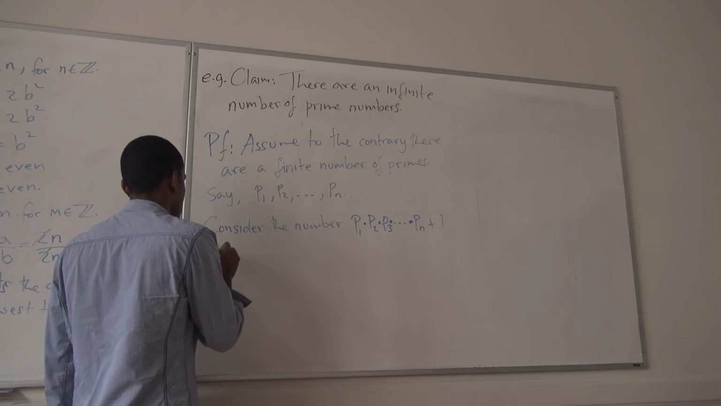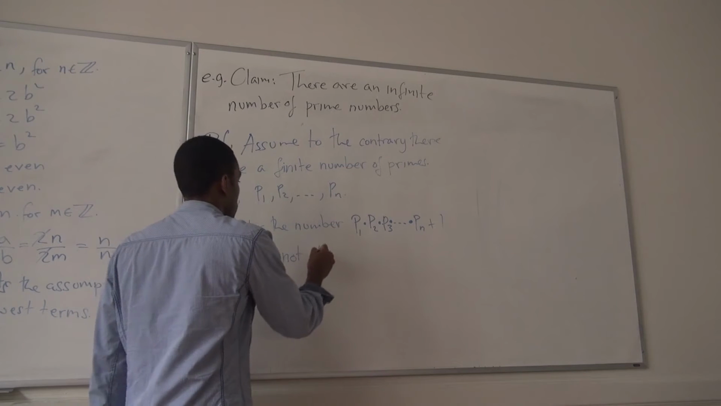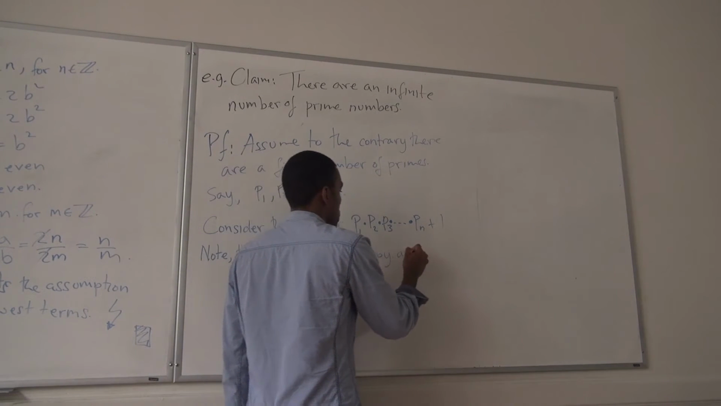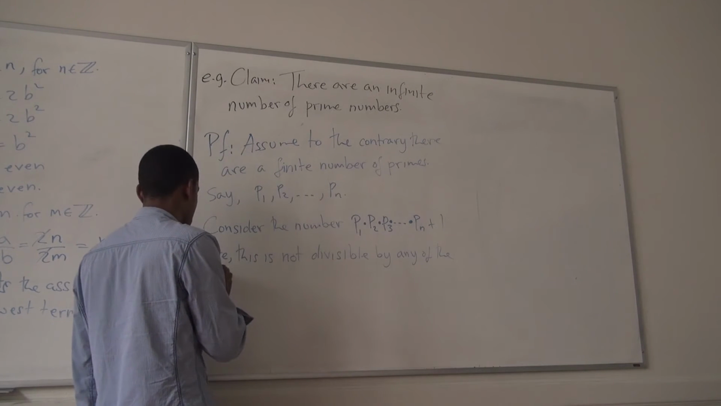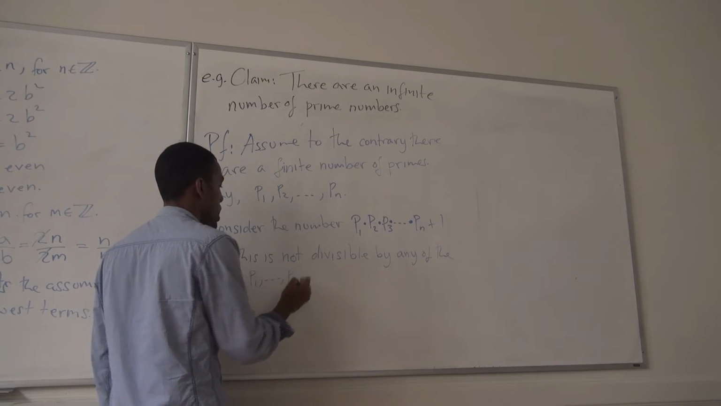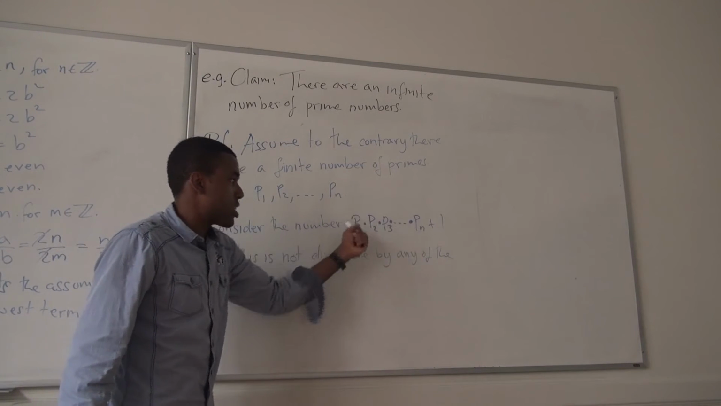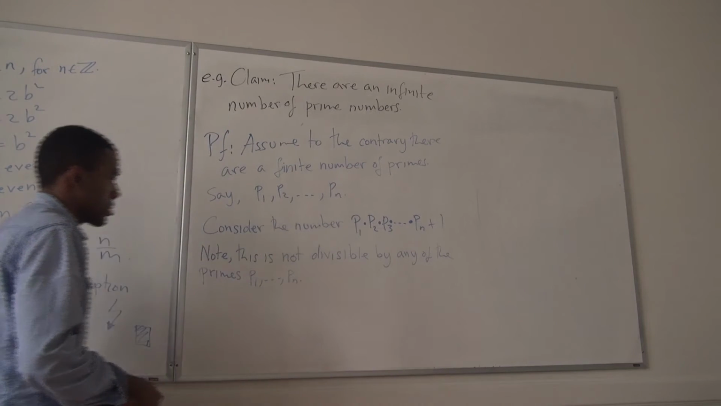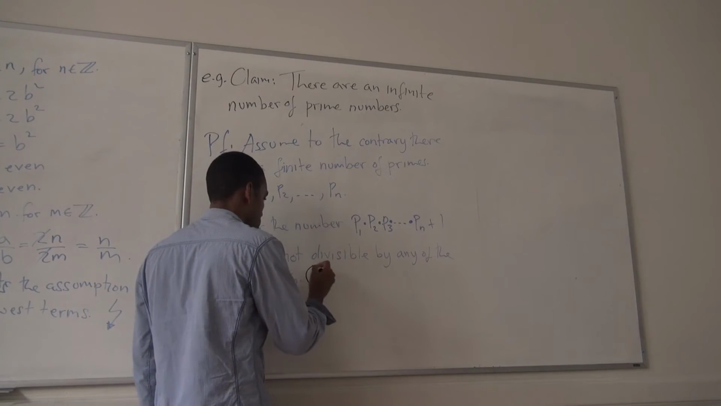Note, this is not divisible by any of the primes P1 through Pn. Because if you divide it by any one of these guys, you're going to get an integer plus 1 over that P. So let me just fill that in.